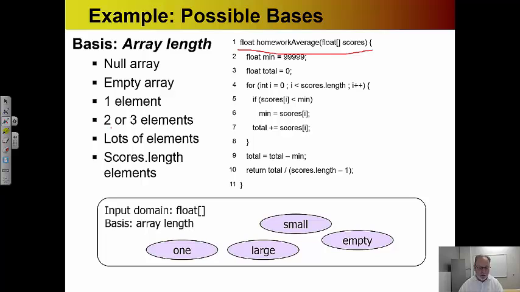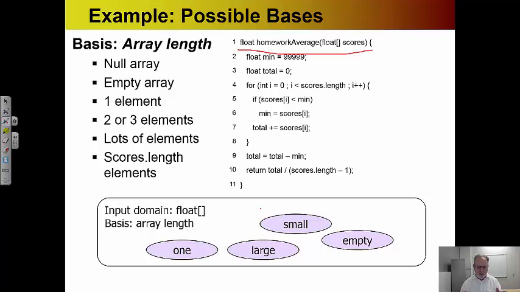What happens when you have an array of one element? What happens when you have an array of 2 or 3 elements? Again, something representative. What happens when you have lots of elements? Realize that you're going to partition array length based on how many things are in there, and roughly it's going to be empty, one, small, large. These are going to be examples of different equivalence partitioned classes on the basis of the data considering array length.